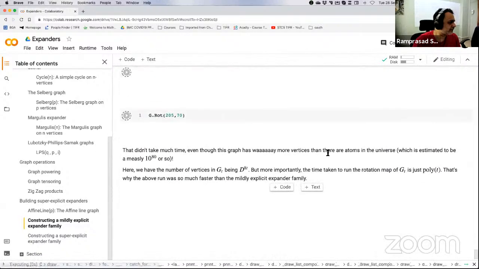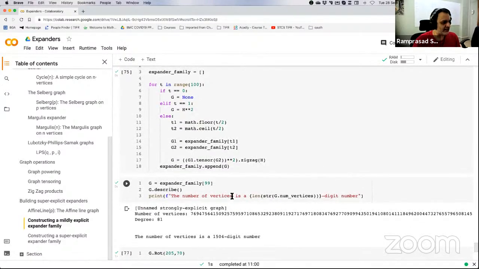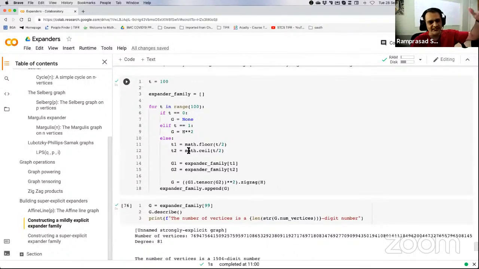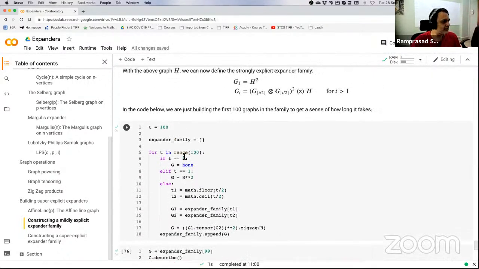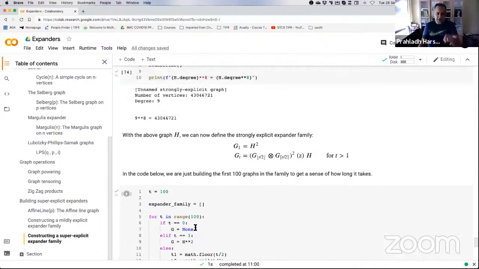Okay. So finally, at the end of it, what we are building is an expander family where the number of vertices is becoming larger and larger and larger, but they all happen to be of degree 81. It's just 9 squared. Prahlad, you're muted. Flash the recursive construction.